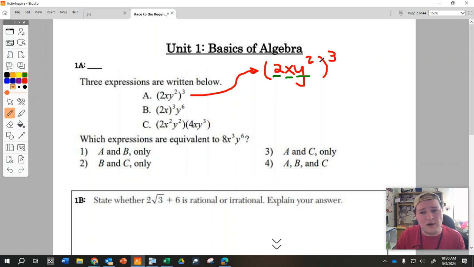All the bases here, 2 is a base, x is a base, y is a base. The way this rule works is if you have a power outside of a parenthesis, you distribute that power outside to all of the bases. So this 3 is going to go to the 2, it's going to go to the x, and it's going to go to that 2 that belongs with the y as an exponent. So let's see how it plays out. The 2 does not have an exponent, so that 3 becomes his exponent.